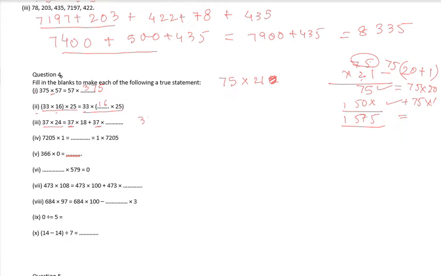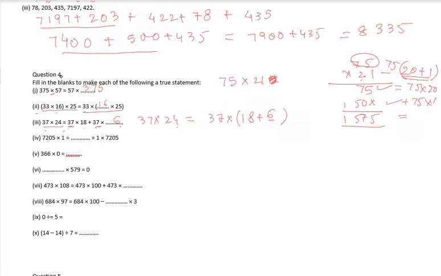So 37 into 24 will be equal to 37 into 18 plus a number, and that number should be something which adds to 18 to get 24. So the answer is 6. So 37 multiplied by 18 plus 37 multiplied by 6 will give 37 multiplied by 24. In this distributive property, I have taken round numbers, which is normally done in calculation, but here the distribution can be done in any way because this is a fill in the blanks.